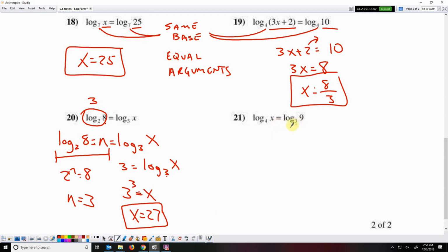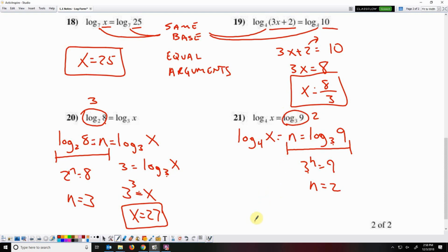And I'll do the same here. Different bases, I'm going to split them up. Log base 4 of x equals some number, which also equals log base 3 of 9. If I try to solve this part right here, I'm going to have an x and an n. So I'm going to solve this over here where I only have one variable. So I'm evaluating log base 3 of 9. 3 to the n power equals 9. 3 times 3 is 9, so 3 to the second power is 9. So n is 2. So this has a value of 2.